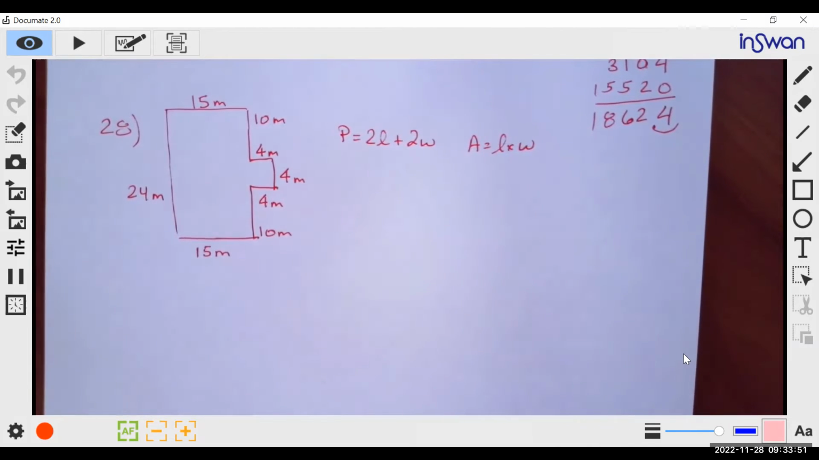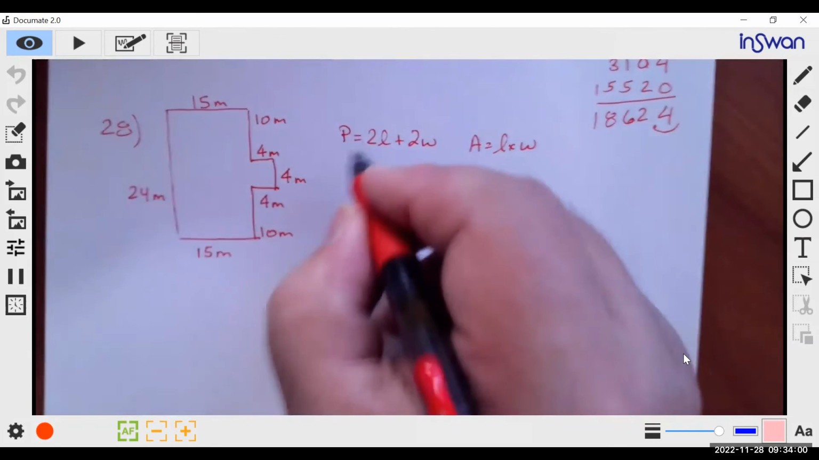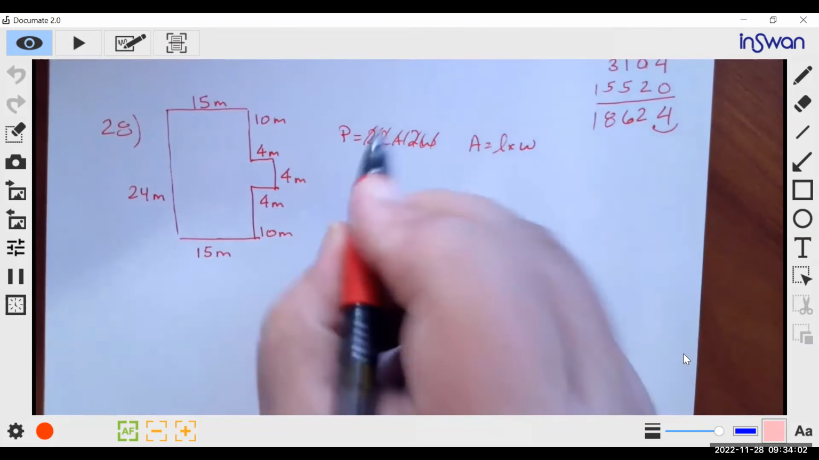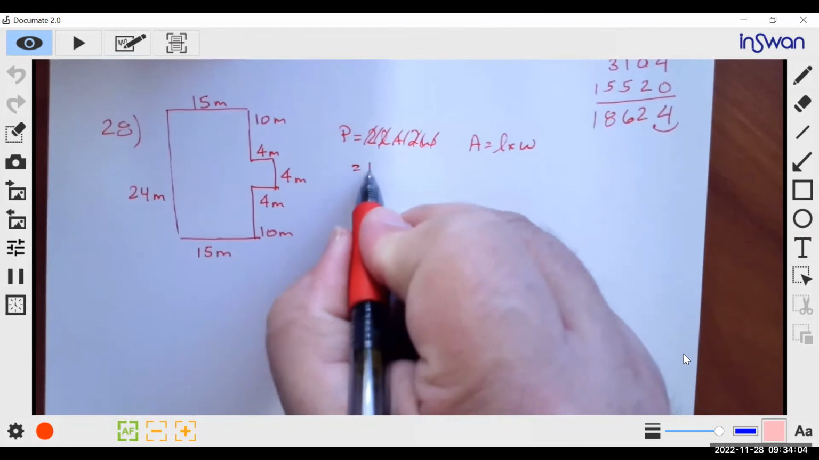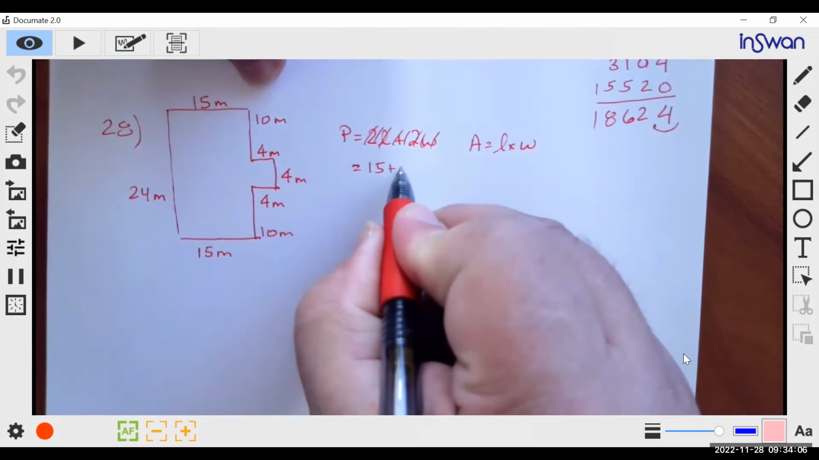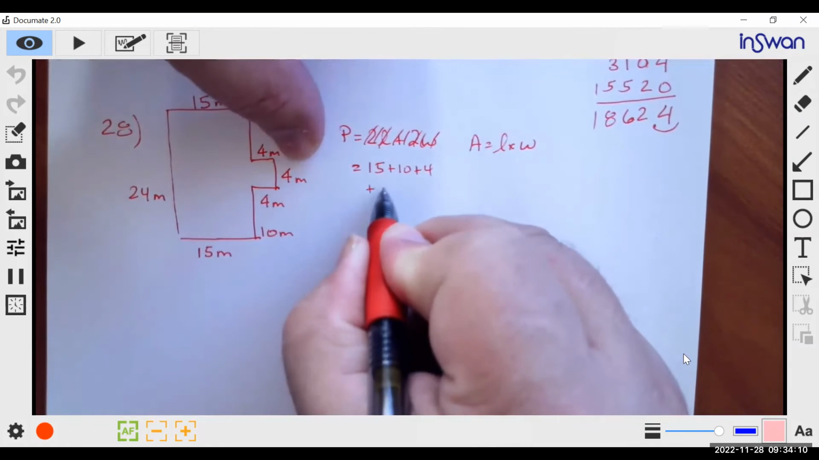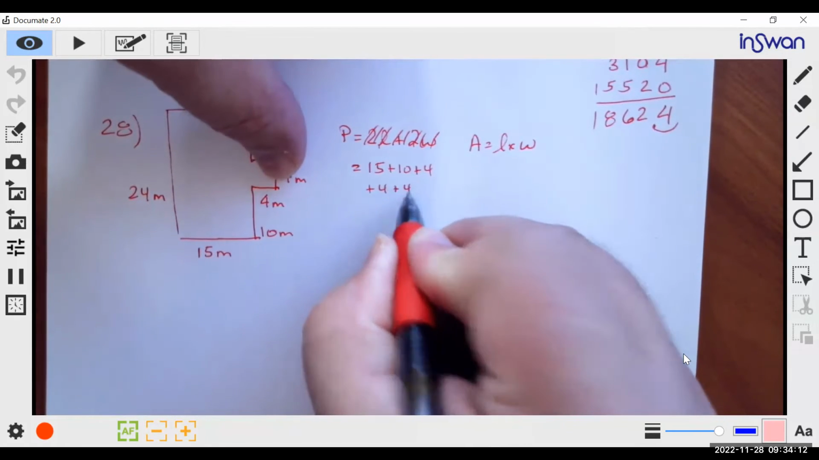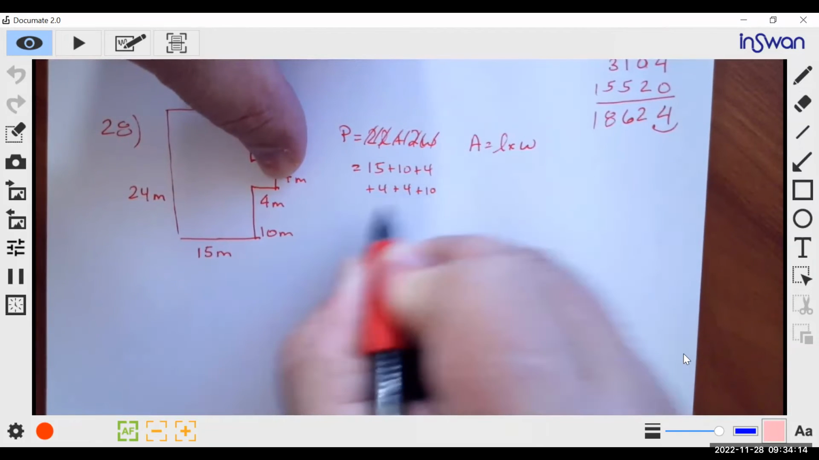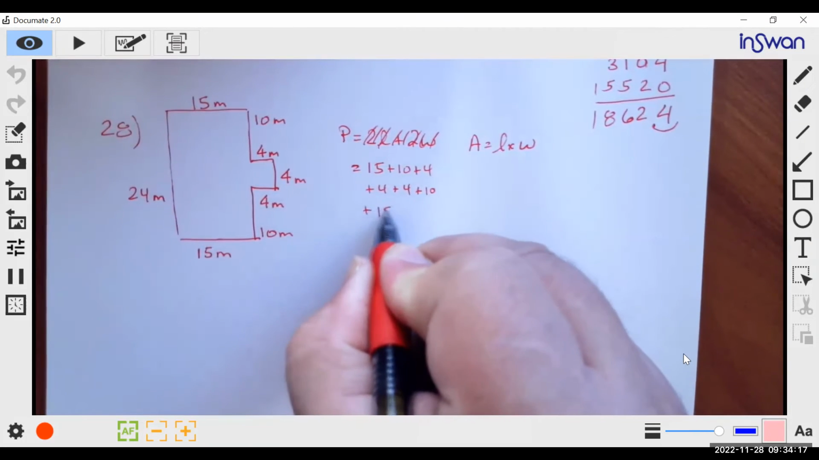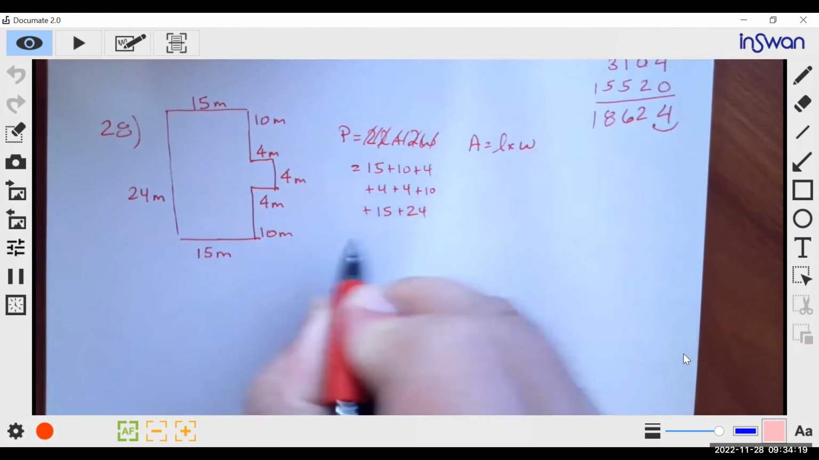All right, so what we have to do here is find two separate perimeters and two separate areas. Well, the perimeter is pretty straightforward. As you said, let's just add up all the sides. In this case, it's 15 plus 10 plus 4 plus 4 plus 4 plus 10 plus 15 plus 24.